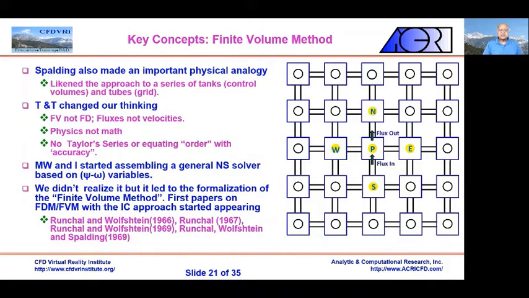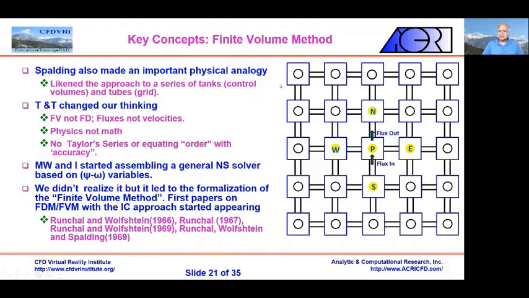The other key concept that led to the Imperial College finite volume approach was this one. Spalding made a very important physical analogy. He said a finite difference grid is nothing but a bunch of volumes connected by a bunch of grid lines. Now the volumes are the tanks and the grid lines are the tubes. He said we can think of it that way.